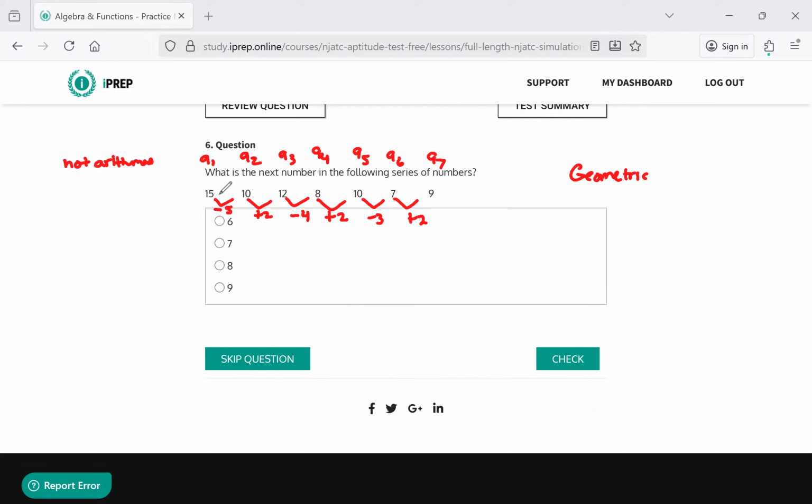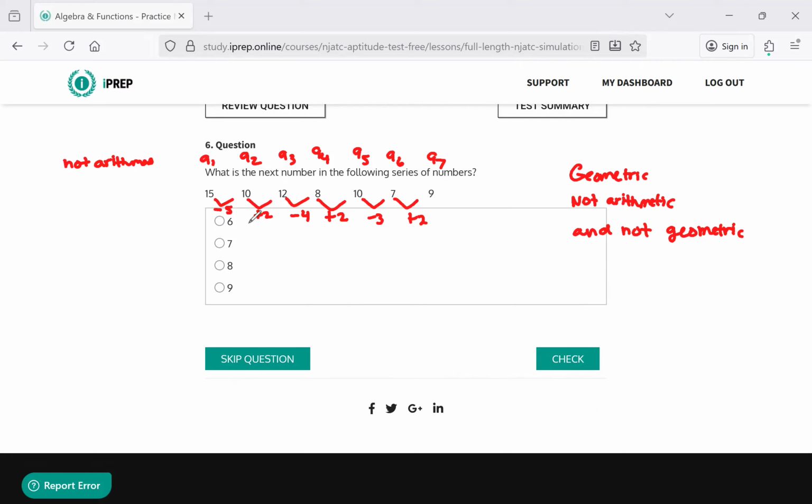Like 0.6. It's not consistent. So we know it's not arithmetic and not geometric. Okay. So we just have to look at the patterns and go from there.